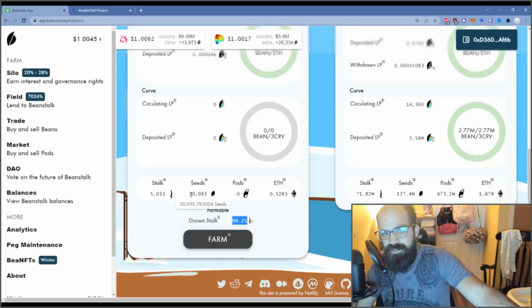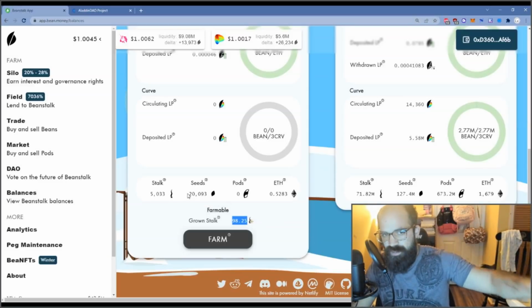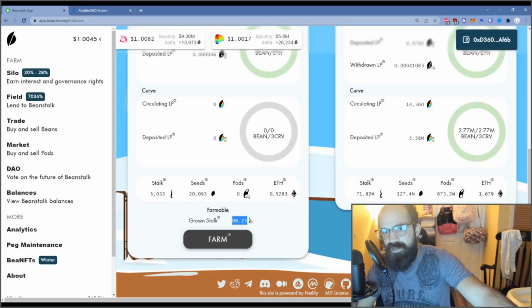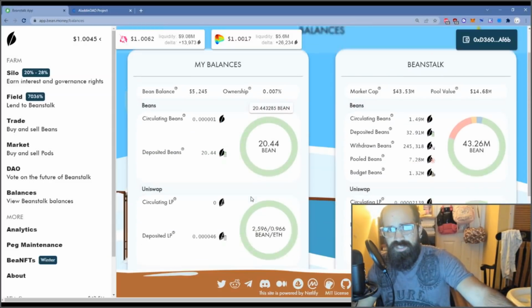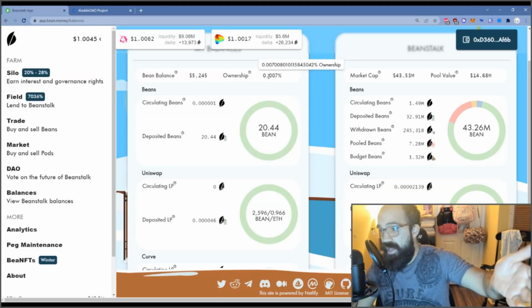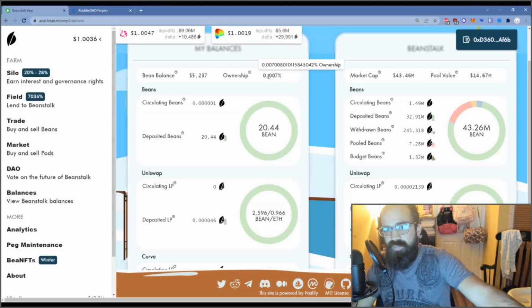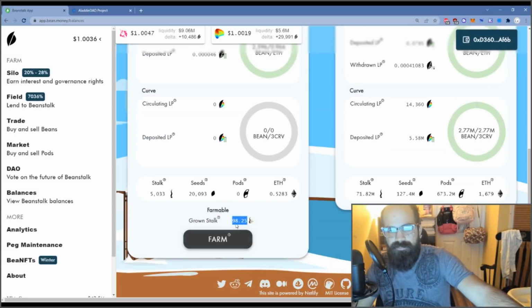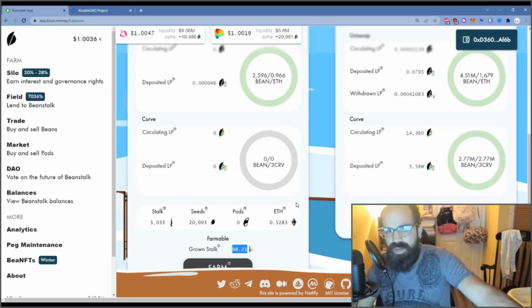Now my seeds are increasing my stock, so that's really good. And then what are pods, right? Here's my total ownership of the stock of the protocol. I have 0.007%. Go me. Actually, I had 0.004 something percent when I first entered. So apparently I am growing my portion of the ownership. So I could farm this for a pretty decent increase. I might do that actually.